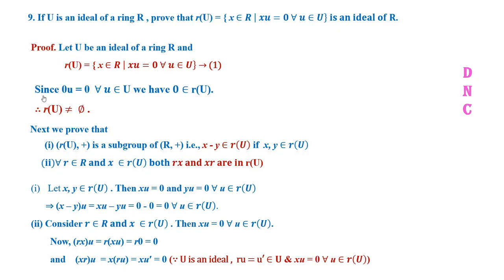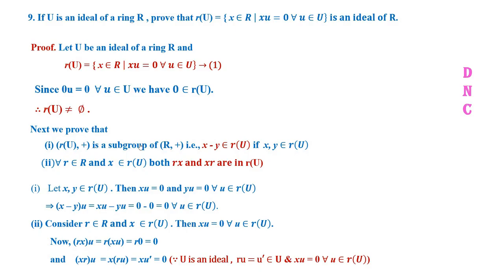So R of U, your description, you have. Now since 0 into u is 0, whatever may be your u in U, we have 0 belonging to R of U. Any element can be in R of U provided it satisfies this. We want our 0 to belong to R of U, which means 0 must satisfy this. That is, 0 into u should be 0 for every u in U. That's true. So your R of U is non-empty.